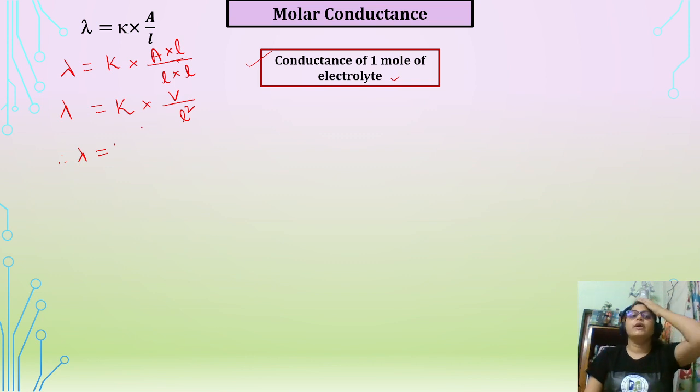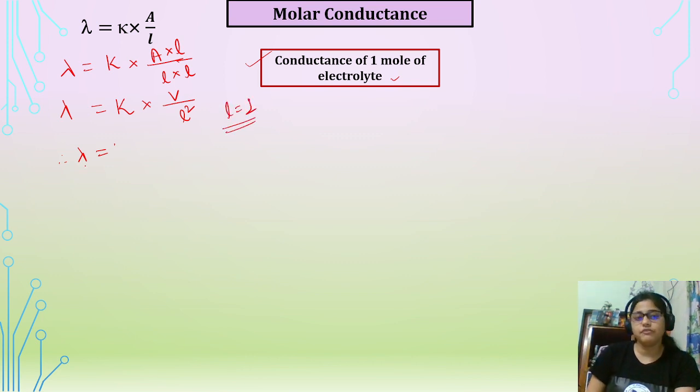And let's say now L is equal to 1. Let's say L is 1 unit. Now what will be the equation? This one. This is just a version of the expression of the conductance, and we have taken L equal to 1. Fine. Now we have to know about molar conductance, right?